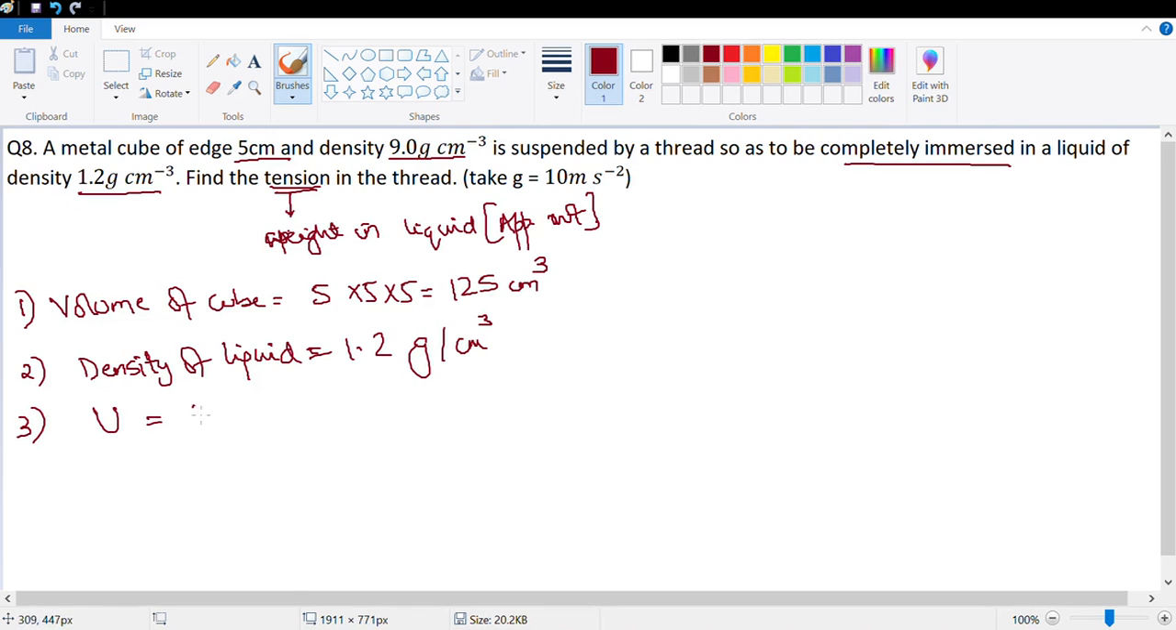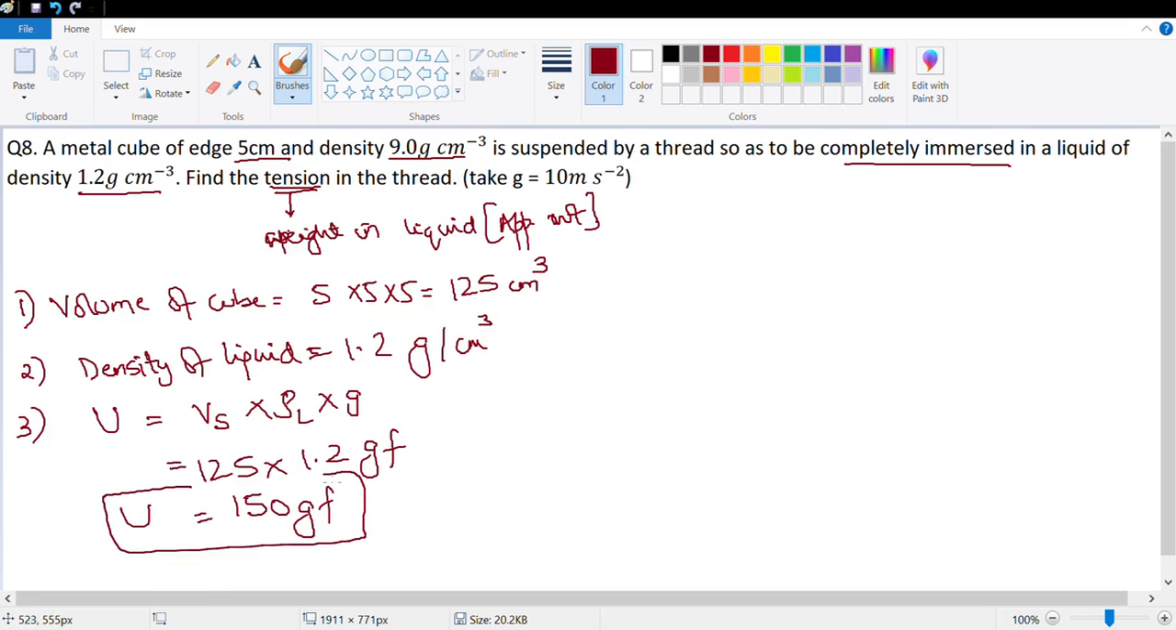Upthrust would be equal to volume of solid multiplied with density of liquid into gravity. In this case, 125 centimeter cube multiplied by 1.2, and let's convert this into gram force. 125 into 1.2, that's 150. Yes, 150 gram force. So upthrust is equal to 150 gram force.